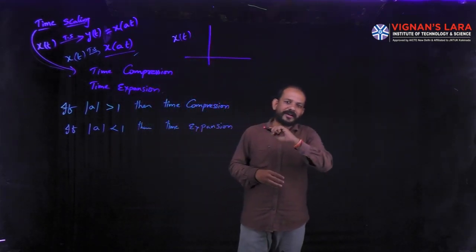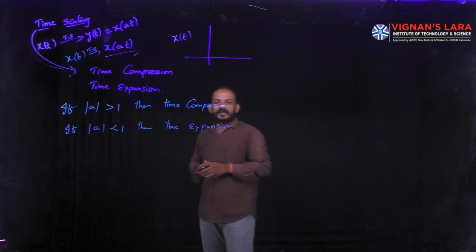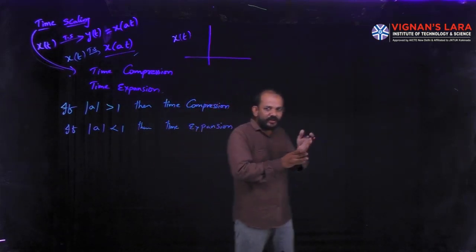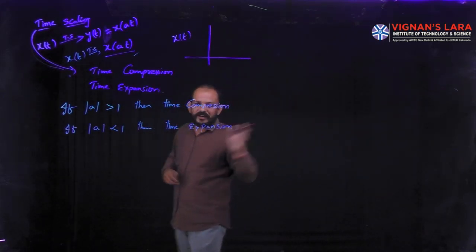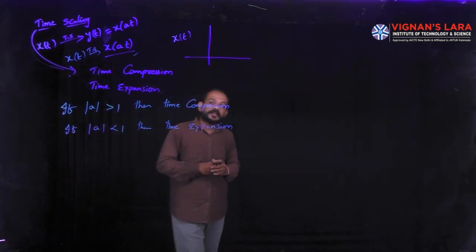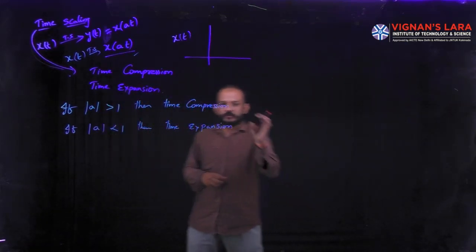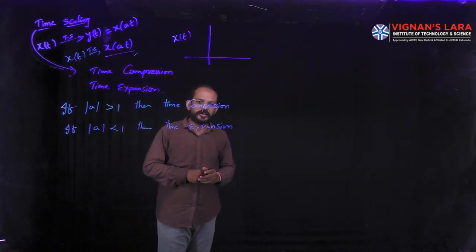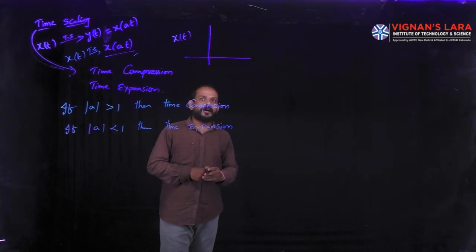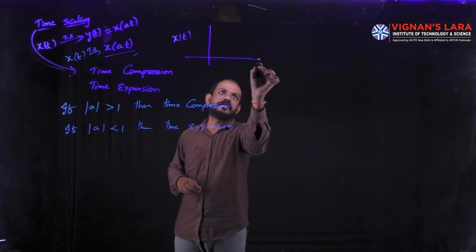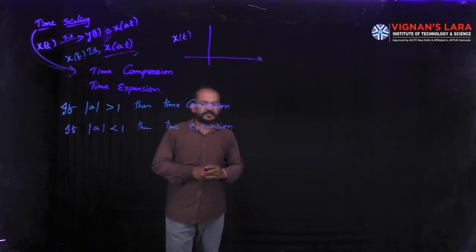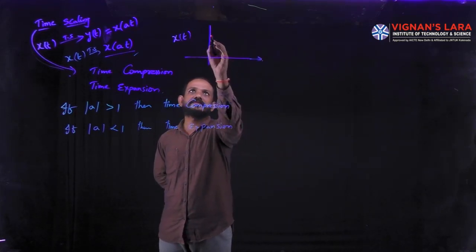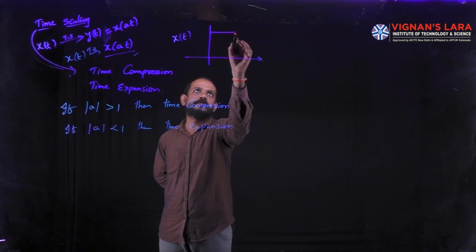Here the signal will occur continuously. There the signal will occur at time instances n equal to 1, 2, 3, 4, minus 1, minus 2, minus 3. In these cases only the signal will occur. So first I am coming to the continuous time signal. Now I am going for the time scaling operation on the continuous time signal. For that reason I am considering an example. Let us consider a waveform like this.